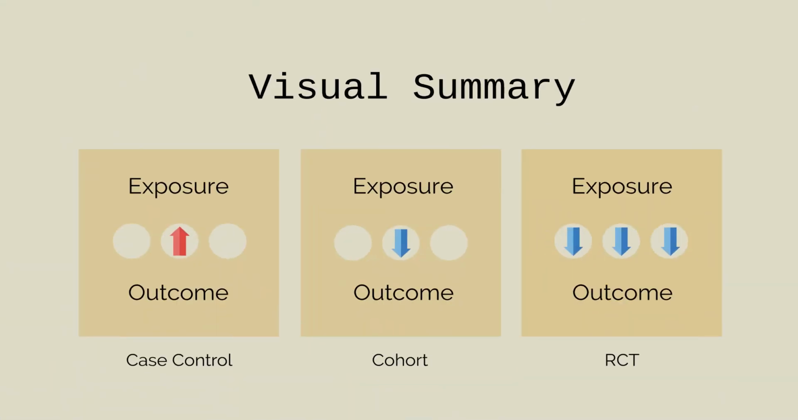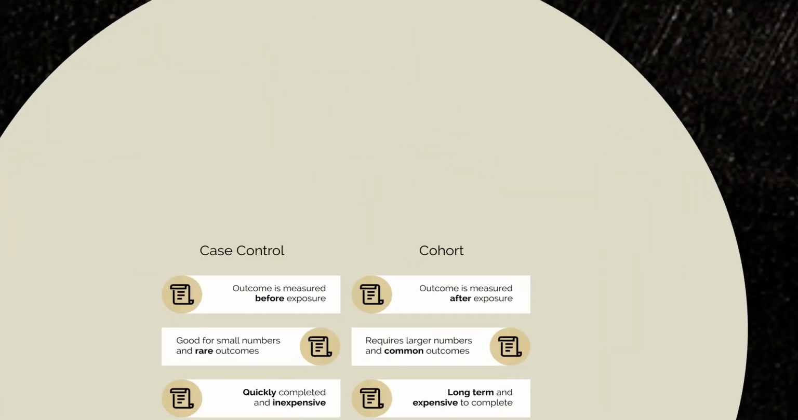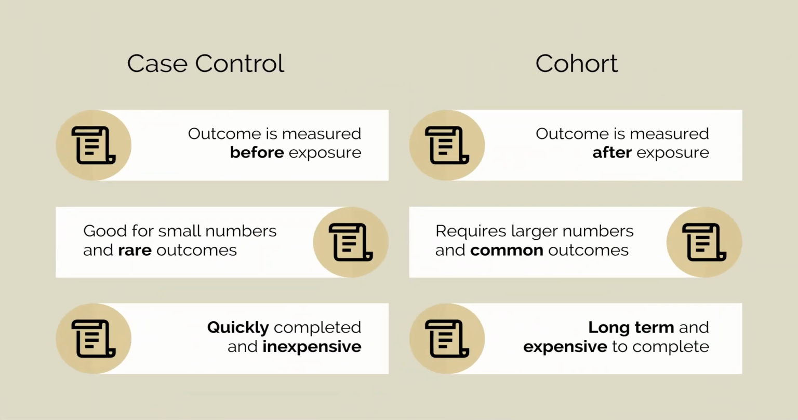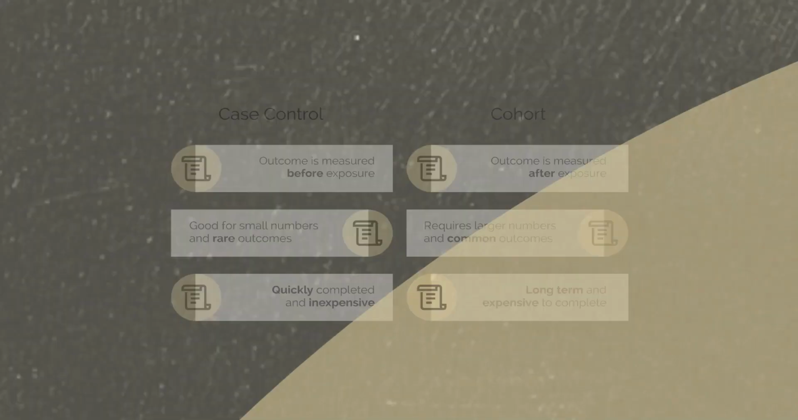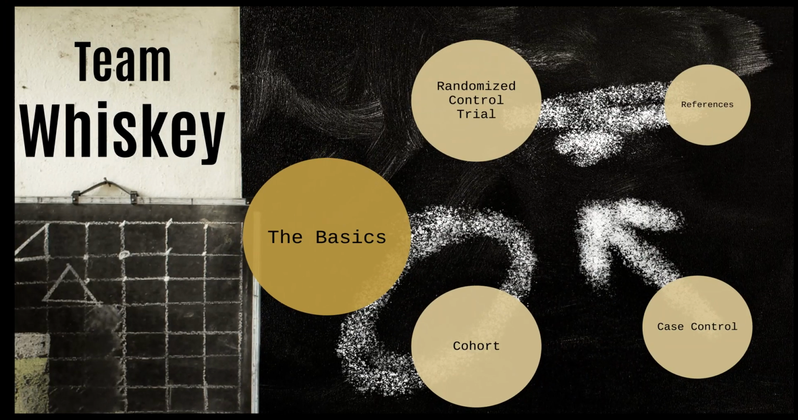This is a visual summary of the outcome to exposure flow for these different trials. This slide shows a couple of the differences between case controls and cohorts, covering when the outcome is observed, different number variations, and which ones are expensive versus inexpensive. Next, we're going to move on to cohort studies.